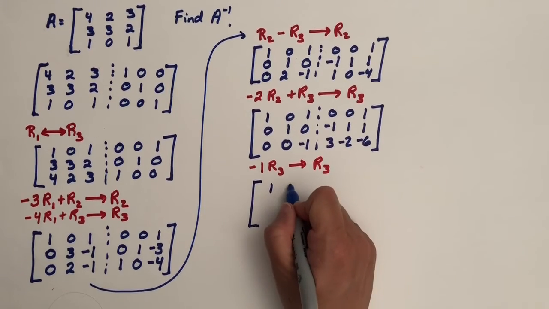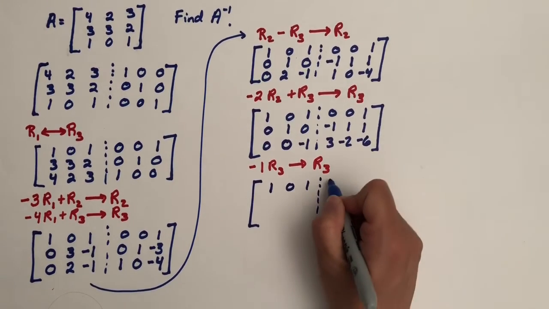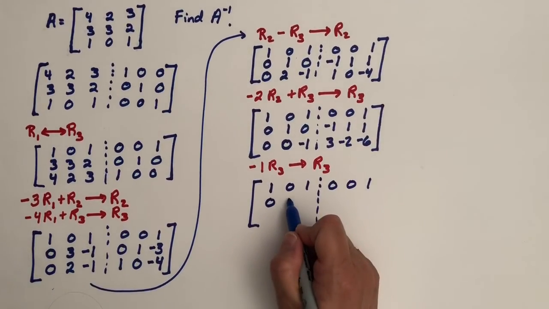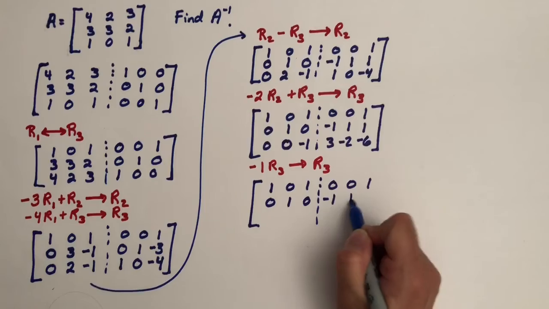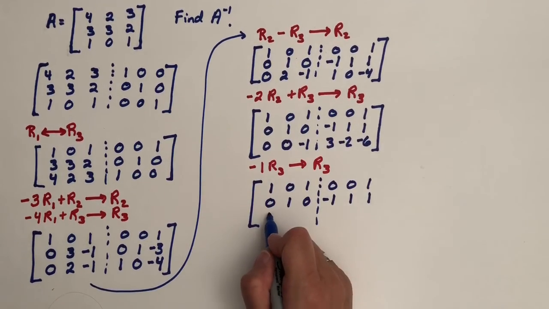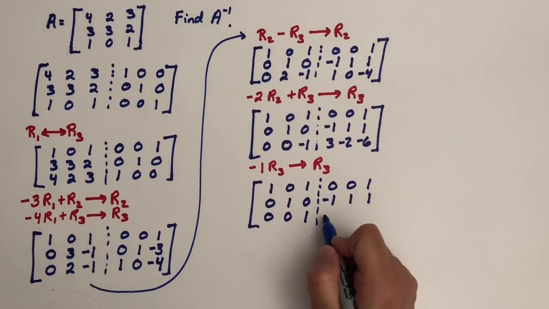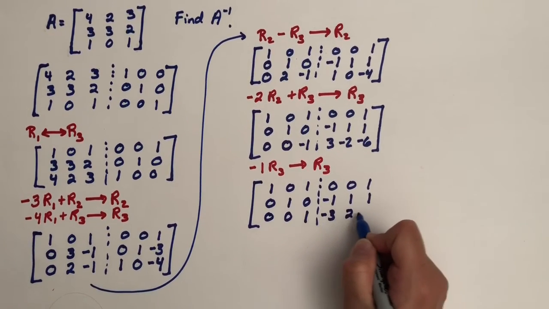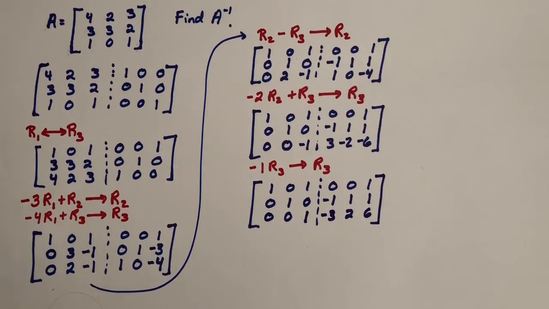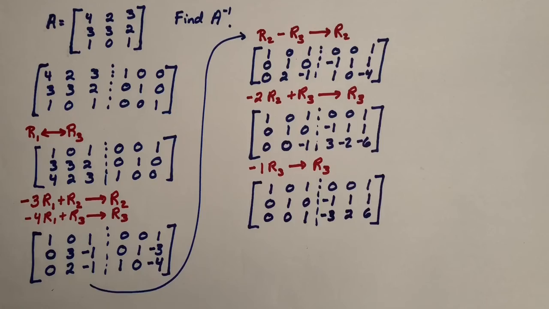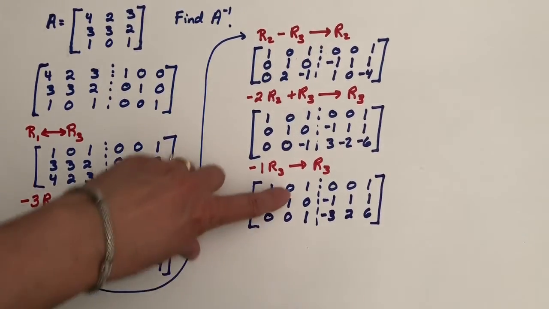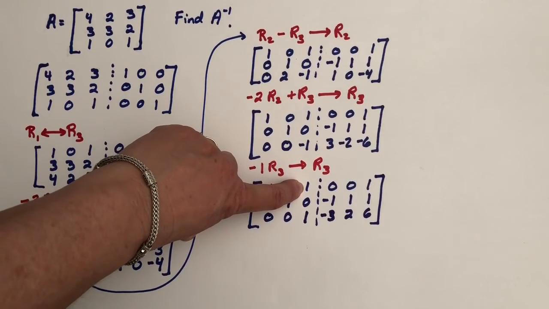So we have 1, 0, 1, 0, 0, 1. Row 2 is also unchanged. And row 3, we're multiplying by negative 1. So it's now 0, 0, 1, negative 3, 2, 6. And now I only have 1 more entry that I need to take care of to have the identity on the left, and that is I need to get 0 here.